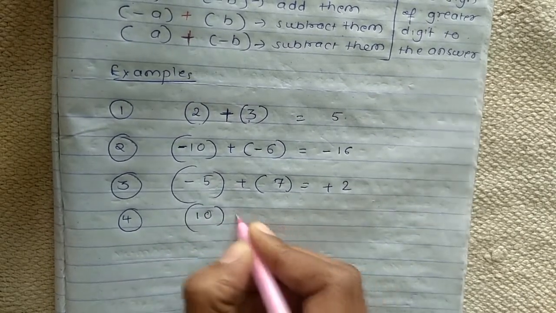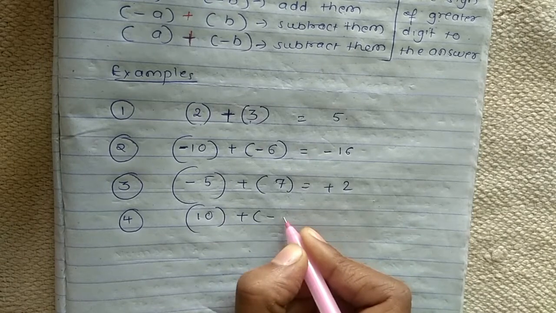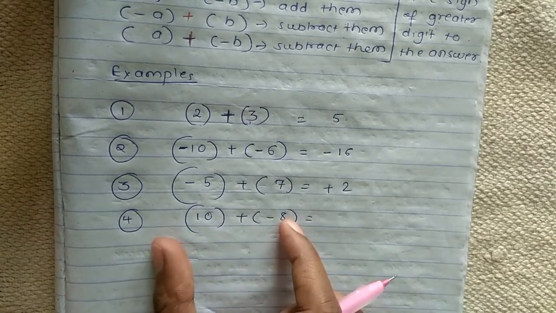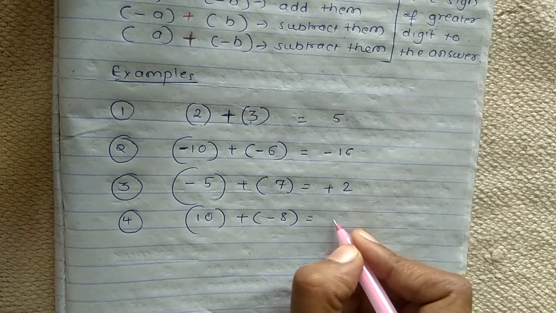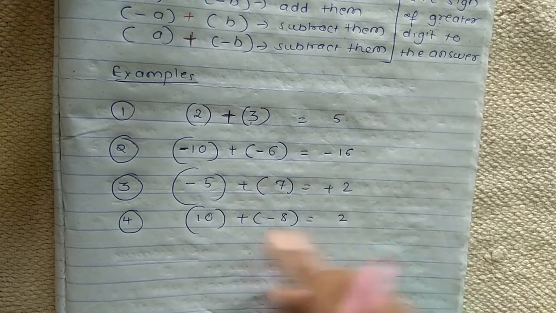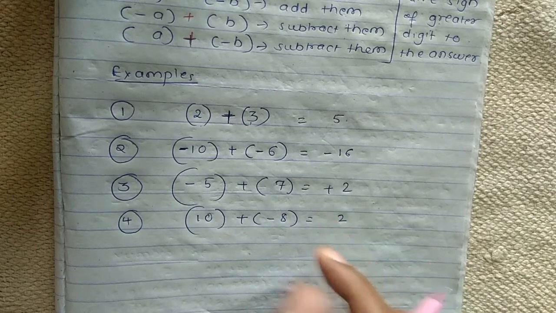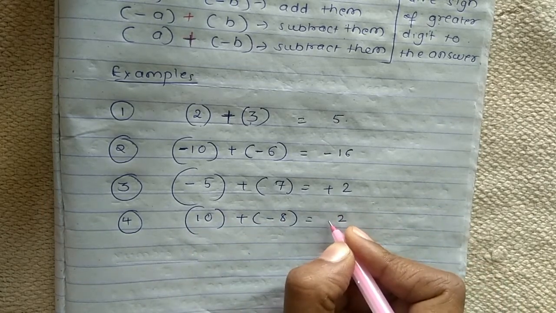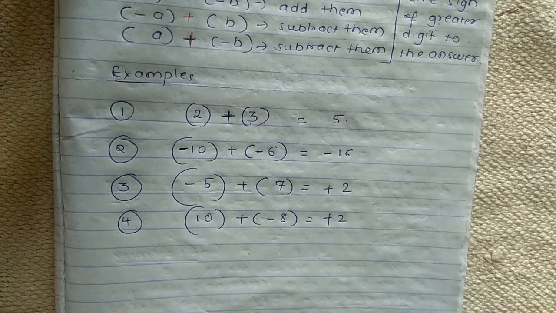One is positive and another is negative. So one is positive, one is negative, different sign they have. So you have to subtract them. So 10 minus 8 is 2. And now you have to give the sign to the answer. So which is greater here? 10 or 8? That is 10. So we have to give the sign, that is plus.